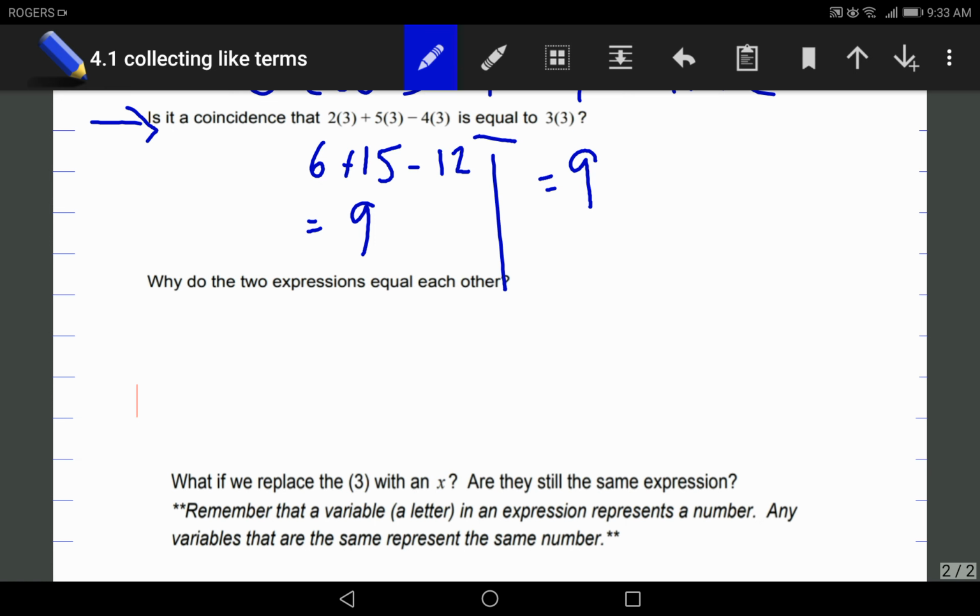The fact that all of these numbers here are being multiplied by 3, and then this number 3 is also being multiplied by 3. Is that a coincidence that these are both equal to 9?